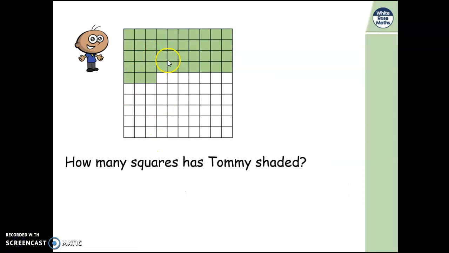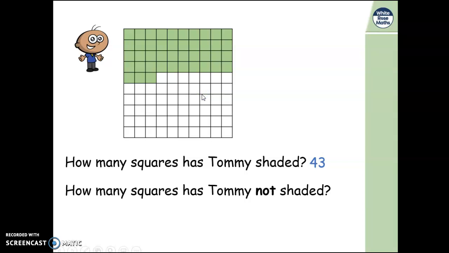So the next question we have is, how many squares has Tommy shaded? So again, we're looking at the rows of 10. How many are shaded? But then we've got some extra ones. So we've got 10, 20, 30, 40, and then we've got 4 tens, 3 ones, 43.